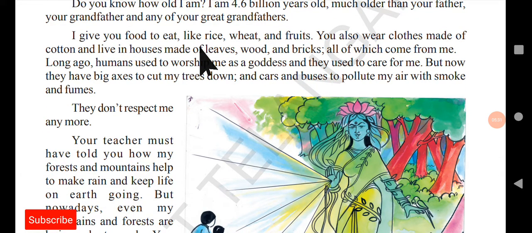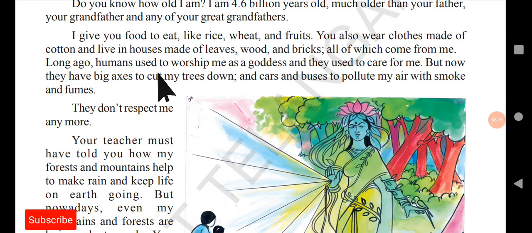I gave you food to eat like rice, wheat, and fruits. You also wear clothes made of cotton and live in houses made of leaves, wood, and bricks, all of which come from me. So Mother Earth is telling us here that I'm giving you everything to eat like rice, wheat, and fruits. And also you are all wearing clothes made from cotton, which is born from me. And also you are living in houses made of wood, mud, leaves, and bricks. So whatever you are eating, whatever you are wearing, and wherever you are living, everything is from me only.